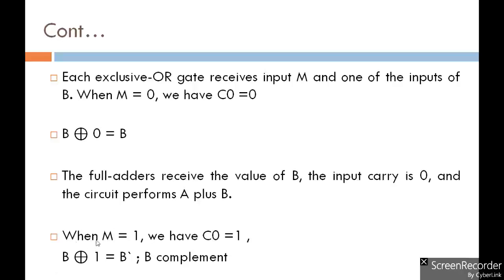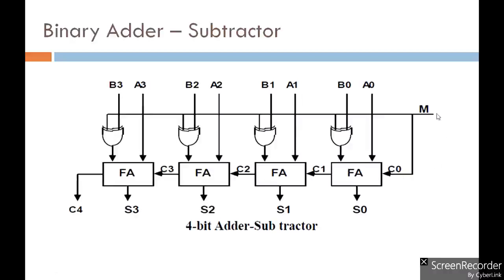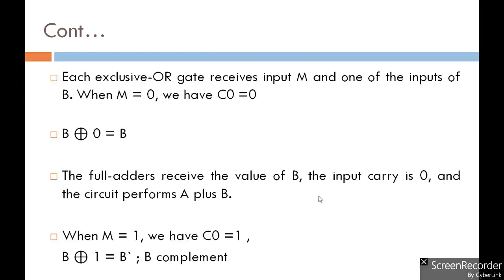But whenever we set M equal to 1, at that time carry input will again become 1, because both are connected. So B XOR 1 will give us B dash. As we are applying M equal to 1, from this figure we can see each and every XOR gate has one of its inputs M as 1 and the remaining second input, that is B0. So XOR will perform B XOR 1 equal to B dash, that is B's complement.